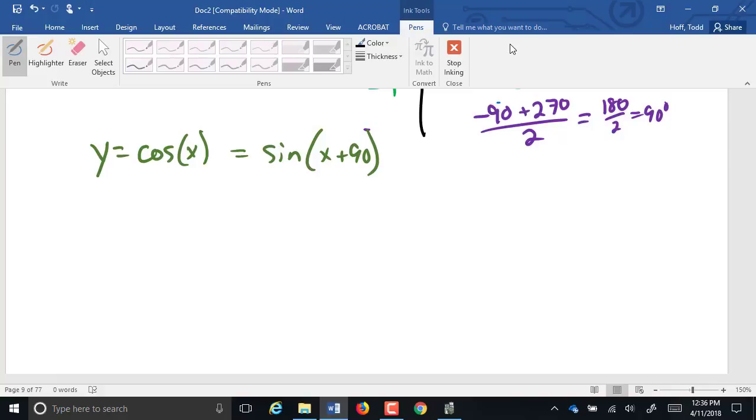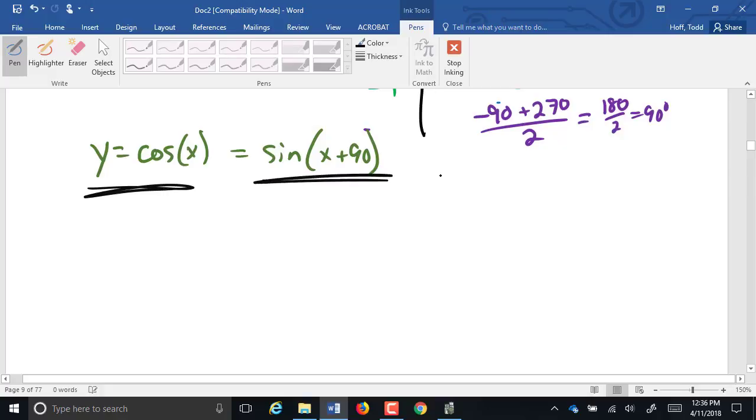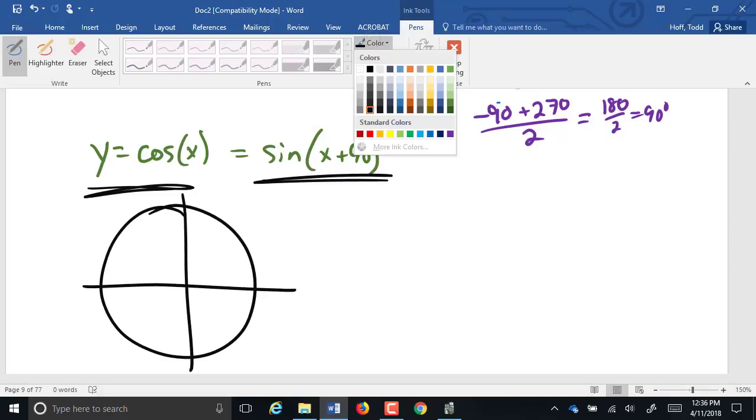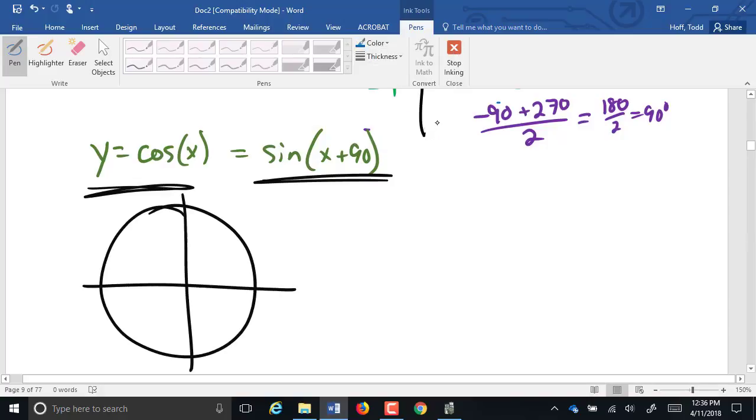Okay, so why is this true? Let's talk about that. Unit circle time, right? First of all, let's say I've got cosine of 20. That should be equivalent to the sine of what?